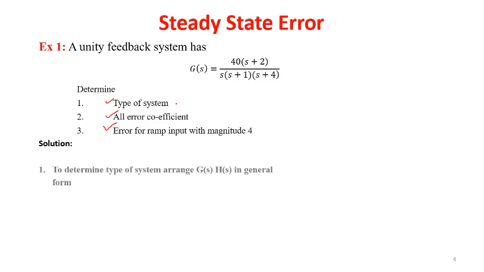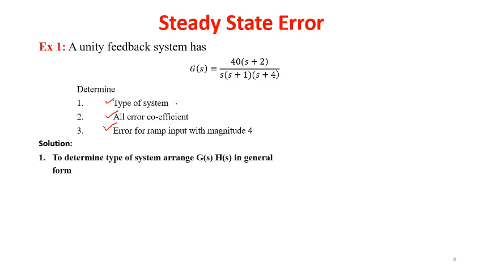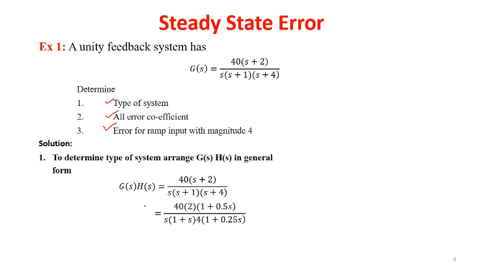Solution: we need to determine the type of system by arranging G of S, H of S in a general form. So we have G of S, H of S equal to 40 times (S plus 2) whole divided by (S plus 1)(S plus 4). Here, as this is a unit feedback system, the feedback will be unity, so H of S will be equal to 1. Hence we have to bring it into a generalized form.